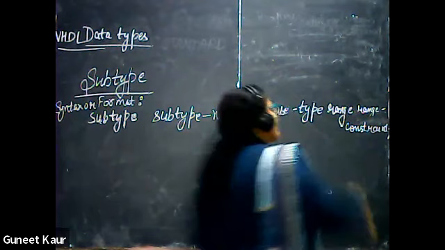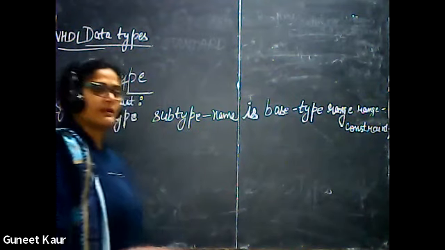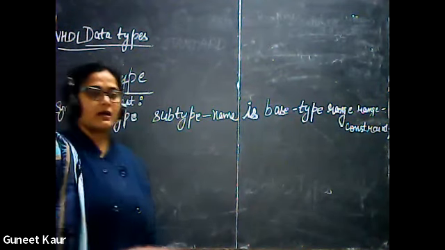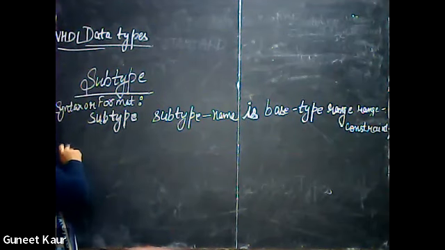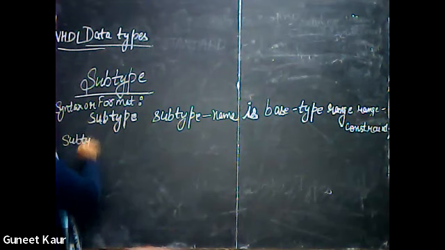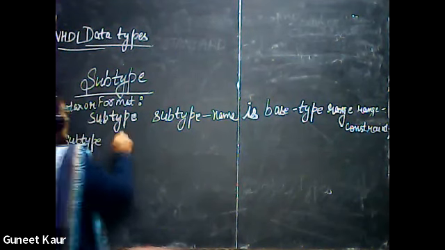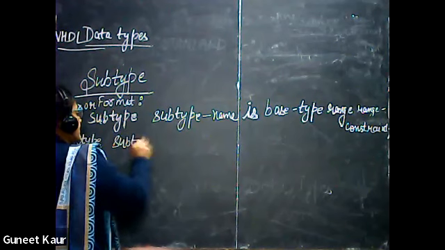Semicolon. It should be in a single line. You can write the subtype here. So I am writing it again: subtype in a single line only. Subtype name.